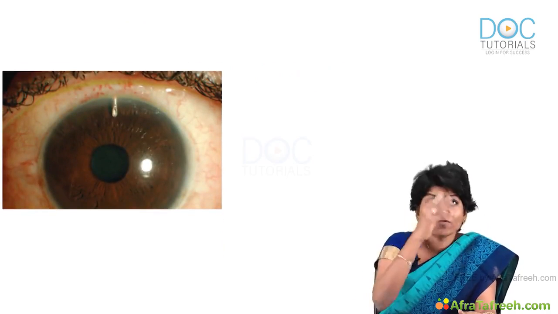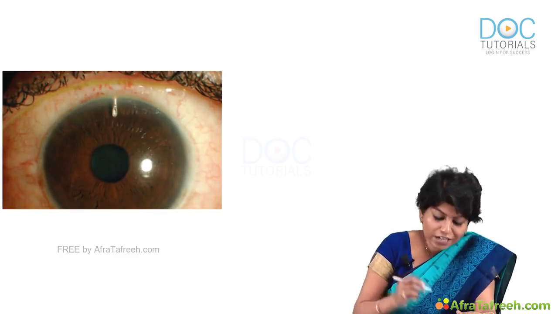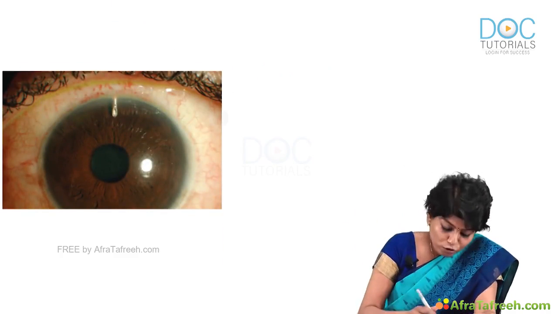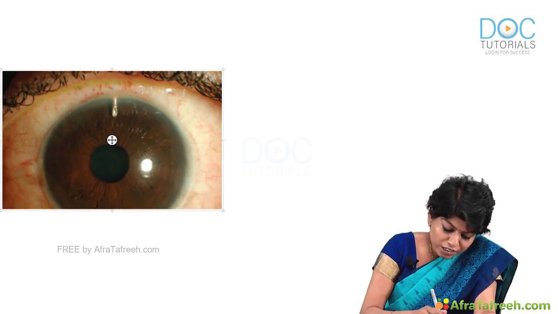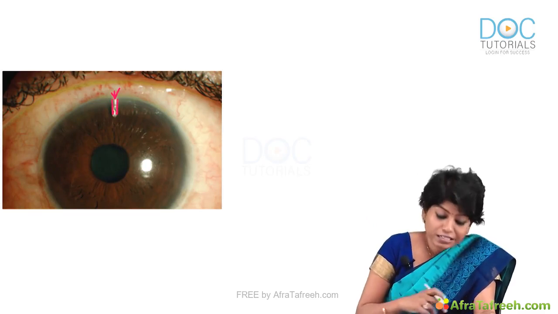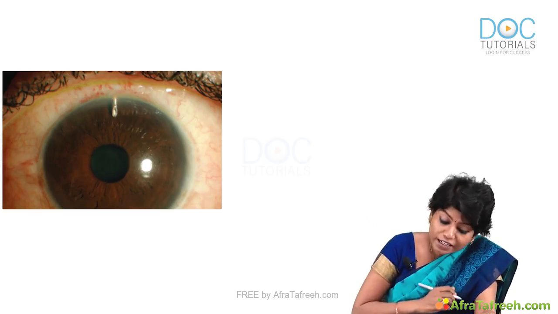So there is no filtering bleb involved. See, it's a very tiny thing. You don't do much manipulation at all. So all that you have to do is just open up the conjunctiva, keep it here and insert it. So you can see it in situ opening into the anterior chamber.